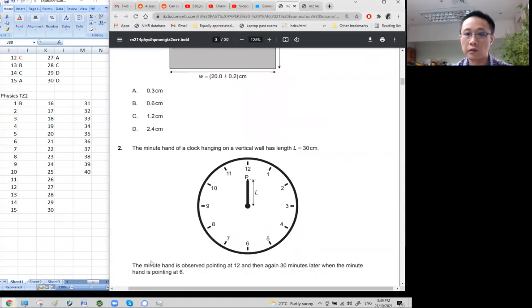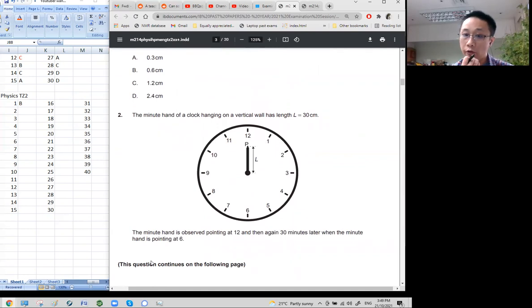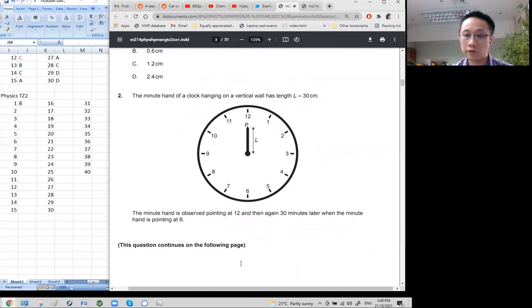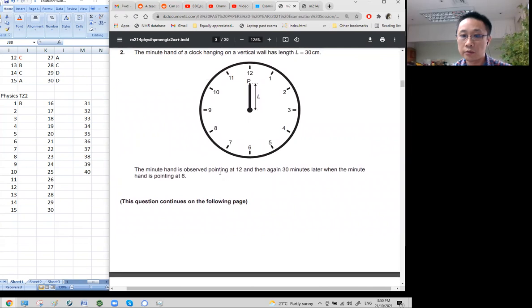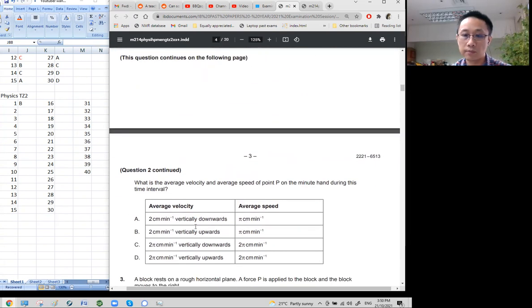Question 2, the minute hand of a clock hanging on the vertical wall has a length of 30 cm. The minute hand is observed pointing at 12, and then 30 minutes later pointing at 6. What's the average velocity and average speed of point P on the minute hand? So average velocity, you just look at the straight line distance between the starting and final points. So it will be, well, the length is 30 cm, so 60 cm over 30 minutes, so 2 cm per minute, vertically downwards. So A should be already the answer.